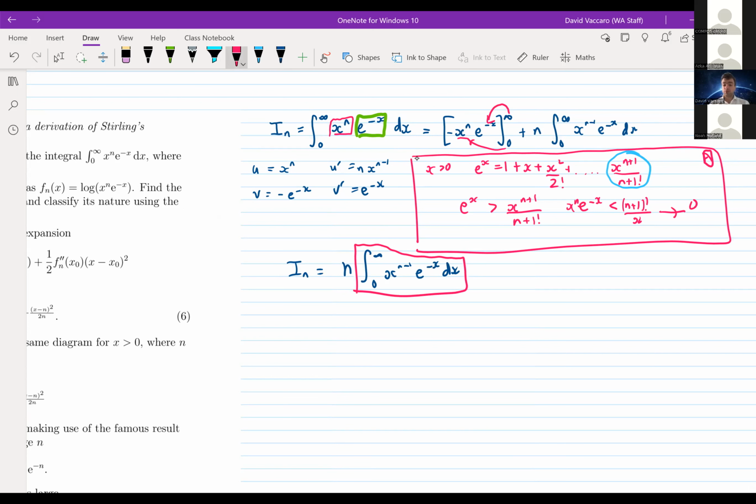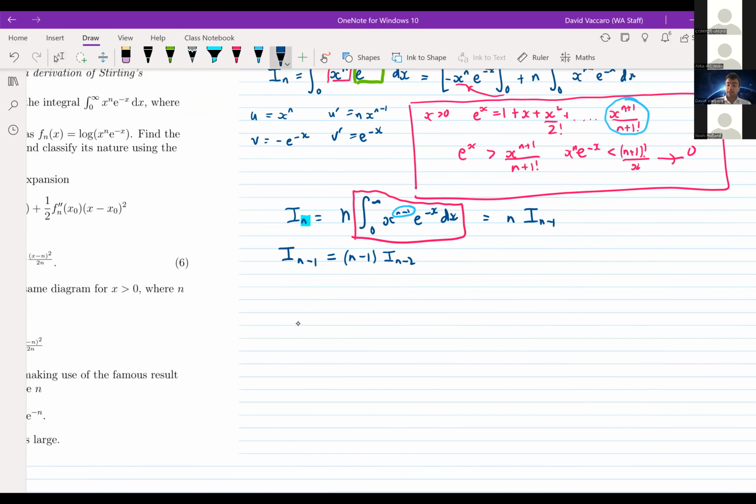What do you notice about this integral? So this integral is almost identical to my previous integral, except that the power has come down. So indeed, I could write it as I_(n minus 1). But what I can do next is play the same game. So what can I say that I_(n minus 1) is equal to? Well, all that's changed is the parameter. So it's n minus 1 times I_(n minus 2).